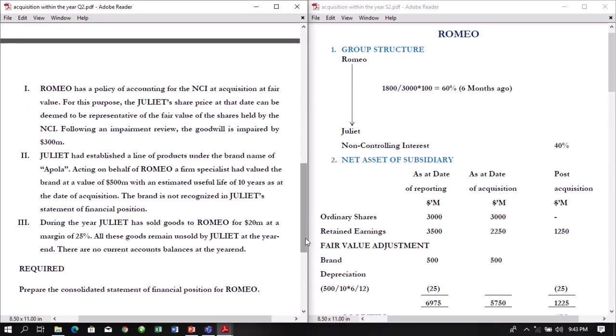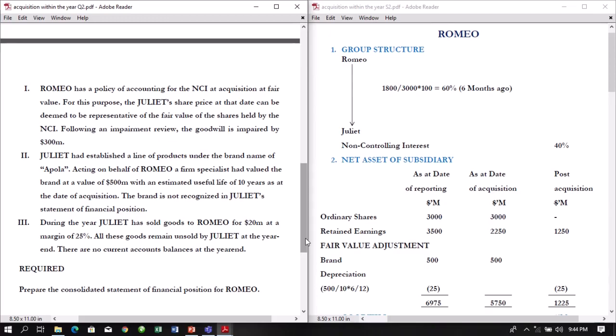Additional information 1 says Romeo has a policy of accounting for NCI at acquisition at fair value. For this purpose, Juliet's share price at that date can be deemed to be representative of the fair value of the shares held by the NCI. Following an impairment review, the goodwill is impaired by 300 million. Now, analyzing this additional information, we said NCI can be measured using 2 ways. We can measure NCI using the proportionate method or using the fair value approach. And to use the fair value approach, which is also called the full goodwill approach, I just need the total shares owned by NCI and I multiply it by the share price of the subsidiary, and that will give me the fair value of NCI.